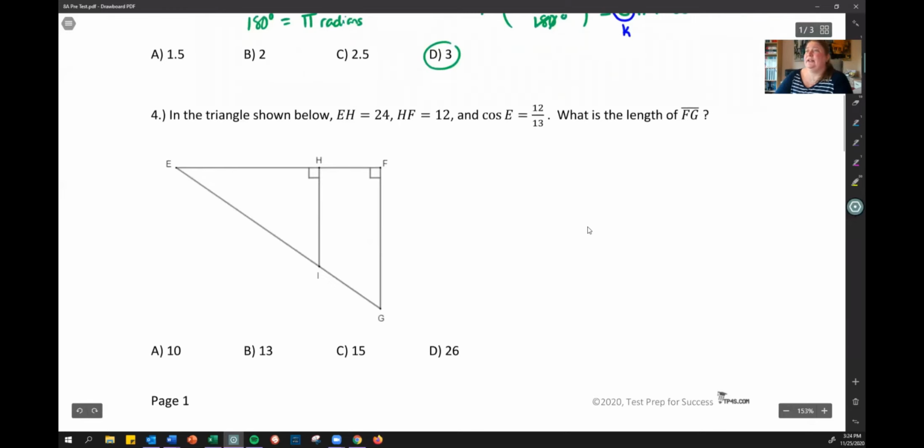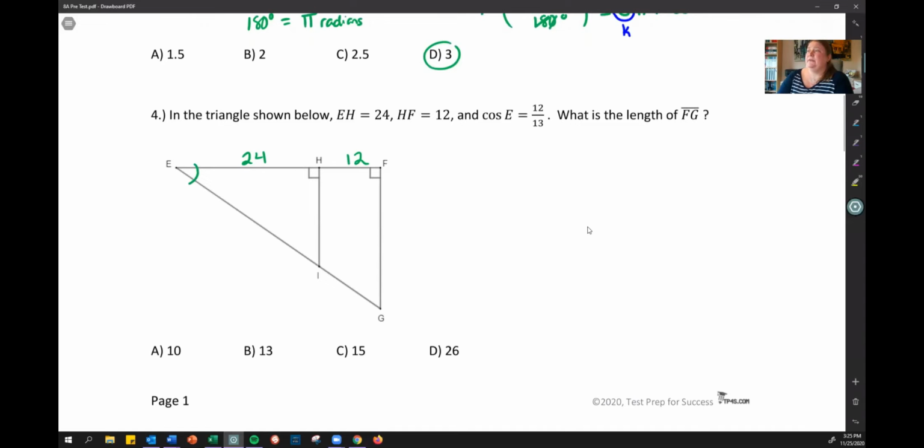Here's question number 4. In the triangle shown below, oh, there's a lot of data. So little by little, I'm going to take each piece of data and put it into the figure. So EH equals 24. HF equals 12. The cosine of E equals 12 over 13.